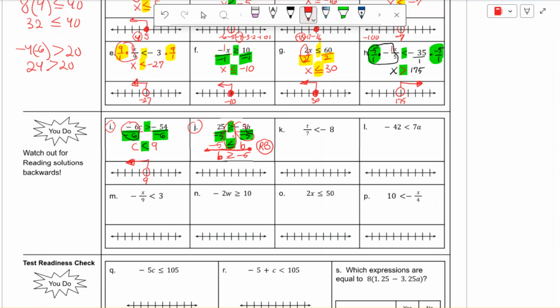So there's a reverse. This would be called a reverse. But then this right here is kind of called like you scoop up the whole problem and you flip it over to be this. So B is greater than or equal to negative 5. So we put negative 5. This is a closed point because it's or equal to, and B is greater. All right, so hopefully you had success with I and J. And now you're going to do a couple of easier ones, K and L. Pause the video now.